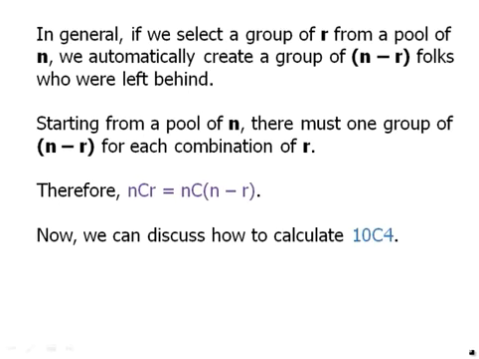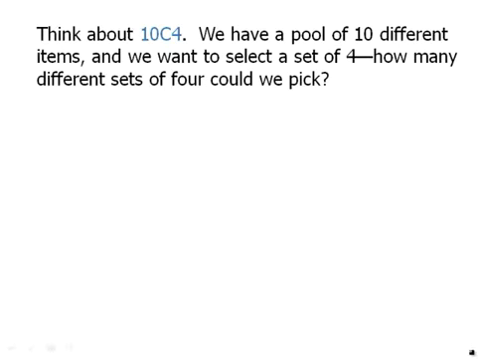Suppose we actually need the number. Think about 10 choose 4. We have a pool of 10 people, 10 different items, and we want to select 4. How many different sets of 4 could we pick? Well, with the fundamental counting principle, we'd start with that. We'd choose 10, then 9 choices for the second, then 8 for the third choice, and 7 for the fourth choice. So 10 times 9 times 8 times 7.